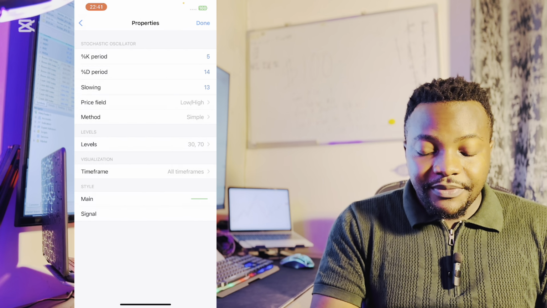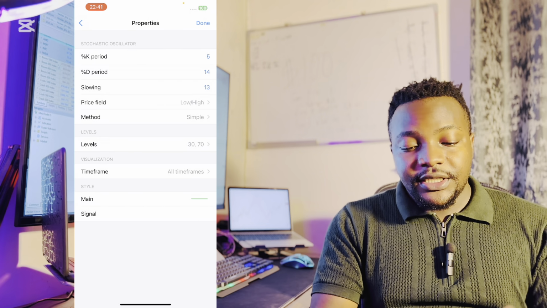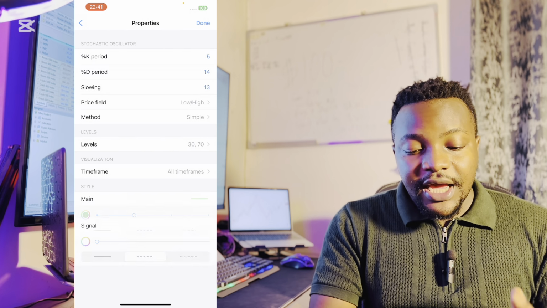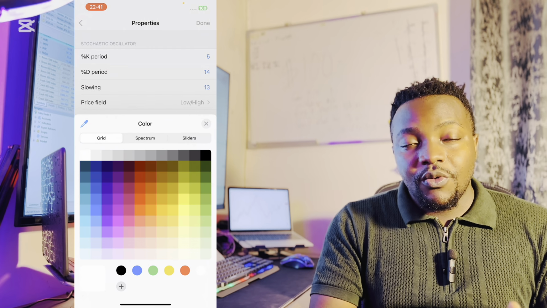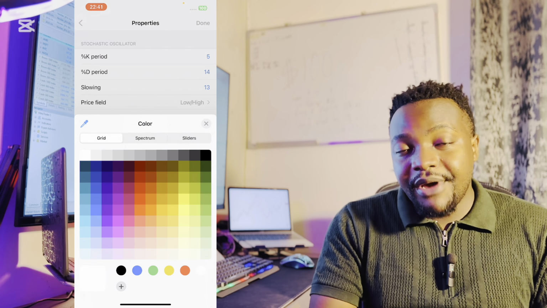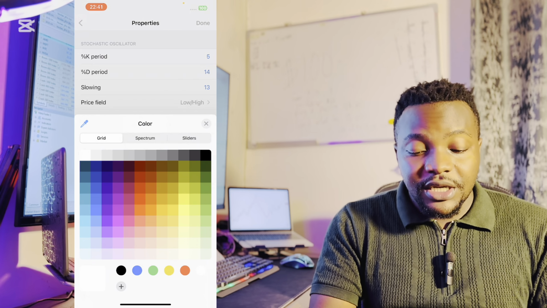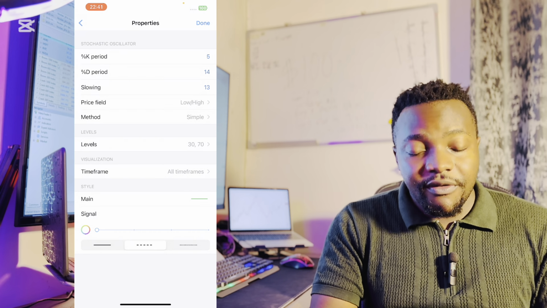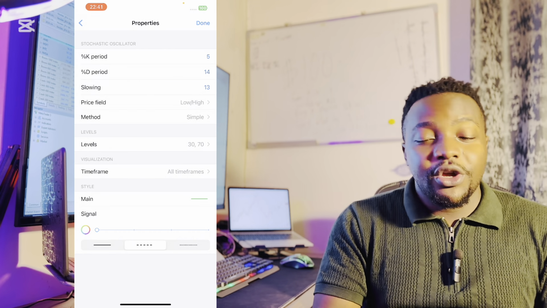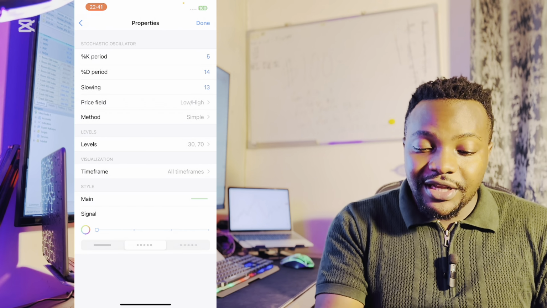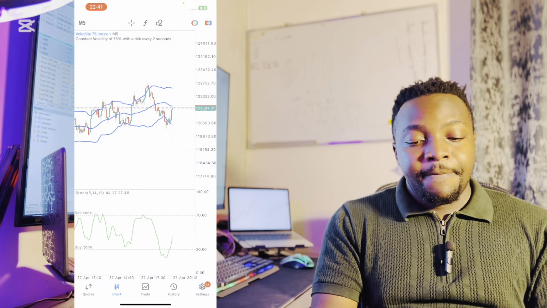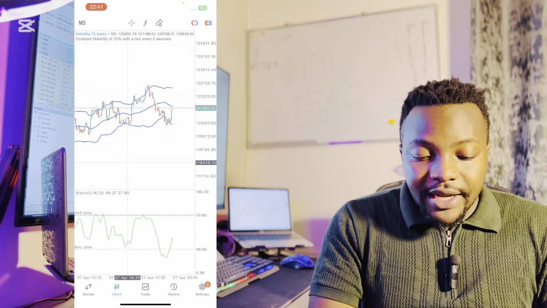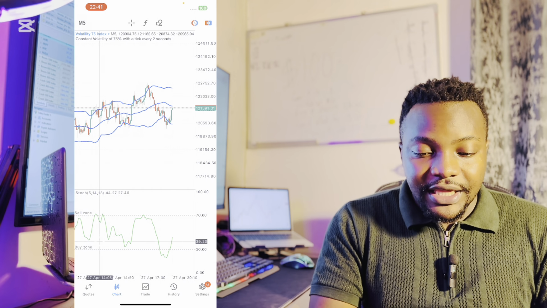Okay, once you're done, you simply click done, and on this indicator, we're going to need to have the main as green and the signal as white, or the same color as your background. If you've got a black background on your charts, make sure that the signal is black. If you've got white like me, make sure you choose white. And then once you're done, you simply click on done, and as you can see, we now have an indicator window 1 added on to our charts.